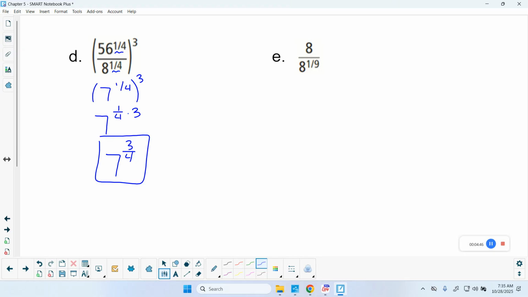With E, 8 divided by 8 to the 1/9. Now, our bases are the same. We both have a base of 8. This 8 is being raised to the power of 1. Since we are dividing, we end up subtracting the exponents. So we take 8 and raise it to the 1 minus 1/9. Then you just have to simplify that down. 1 minus 1/9 would give us 8 raised to the 8/9, and that will be our answer.